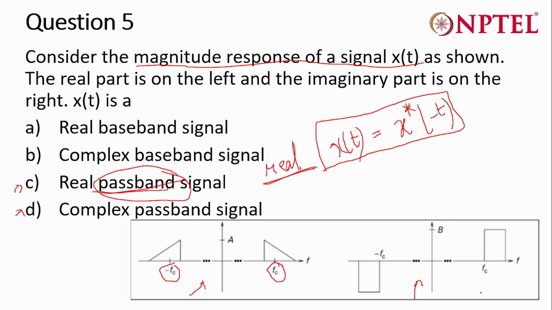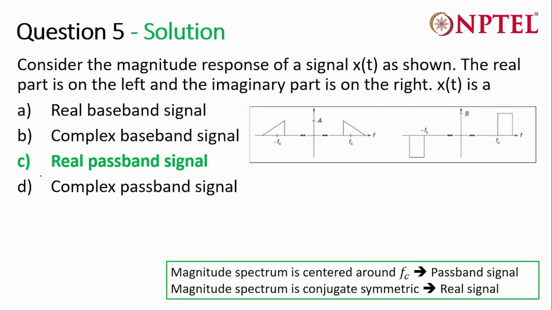So if you see the imaginary part, your x of minus t is basically x conjugate of t. So this signal is going to be your real signal. So the answer is it's a real passband signal. It's centered around Fc, so it's a passband signal. Then the magnitude spectrum is conjugate symmetric, that is, x of t is equal to x conjugate of minus t. You have to look into the imaginary part to understand this. Then your signal is actually a real signal. So the answer is option C.